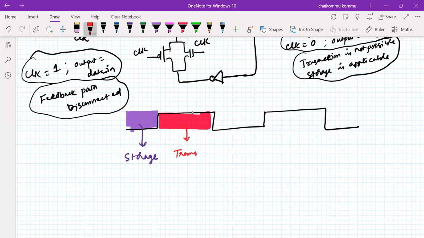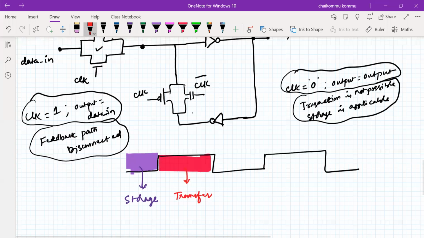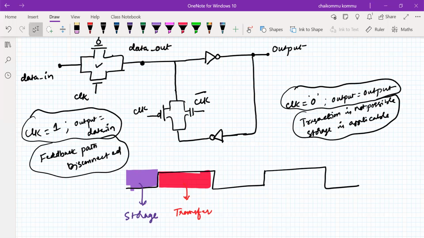Transfer. Okay, that is the sequence that is happening all the time, as long as the clock signal is equal to 0: logic 1, logic 0, logic 1, these things are happening. Of course, if we want to keep the information for a long time, then flip-flops will come into existence. But for the time being, this is simply a latch.